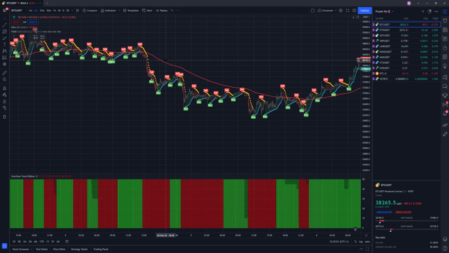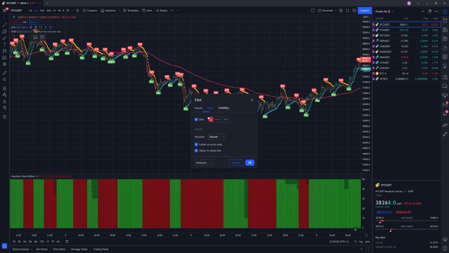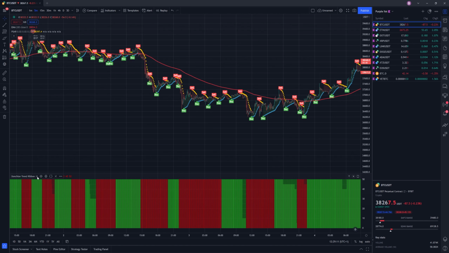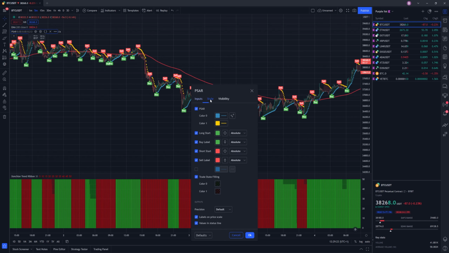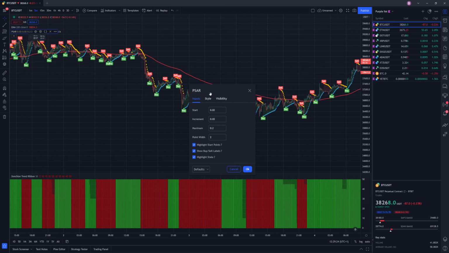Let's change the settings first of the 200 EMA. It needs to be length 200. I have it always on red and a bit thicker, so it's more clear. The Donchian trend ribbon is all default. Oh no, never mind. It's going to be 30, but default it's 20. And the Parabolic SAR is going to be default. This one has to be default.